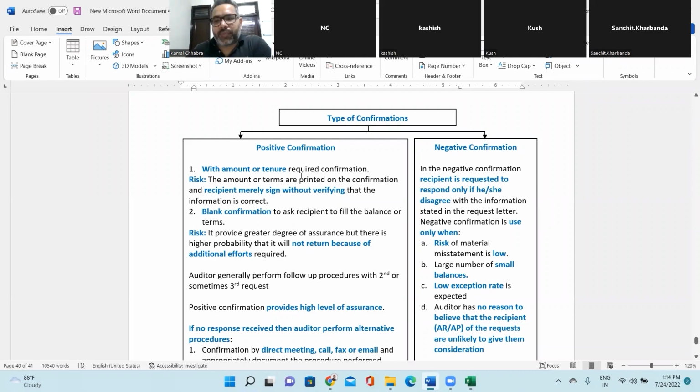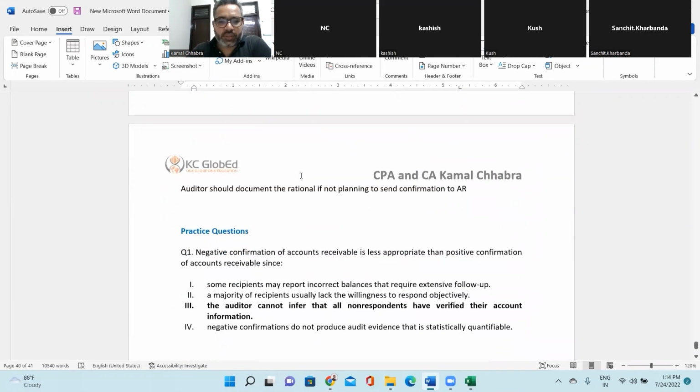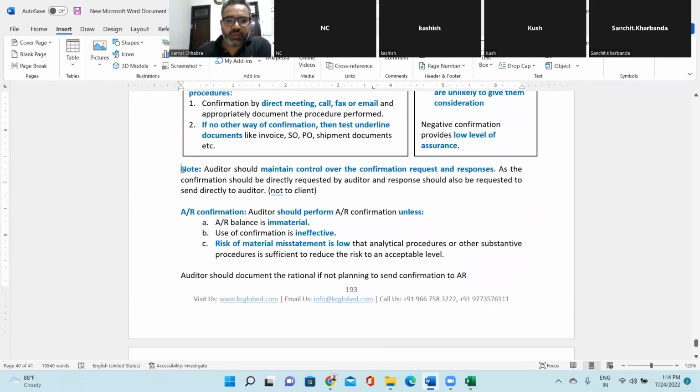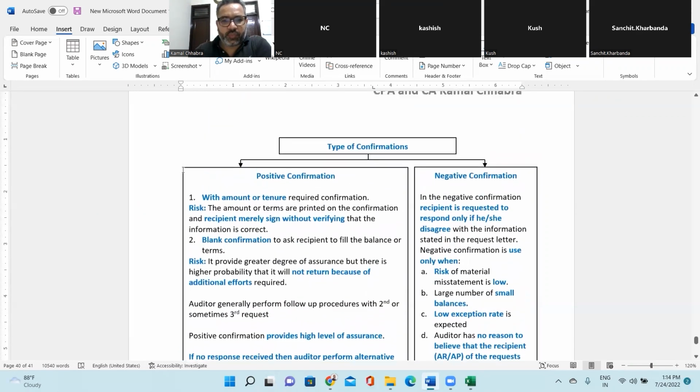So what are the types of confirmation? There are two types: positive confirmation and negative confirmation. Does anyone have an idea what a positive confirmation or a negative confirmation is?